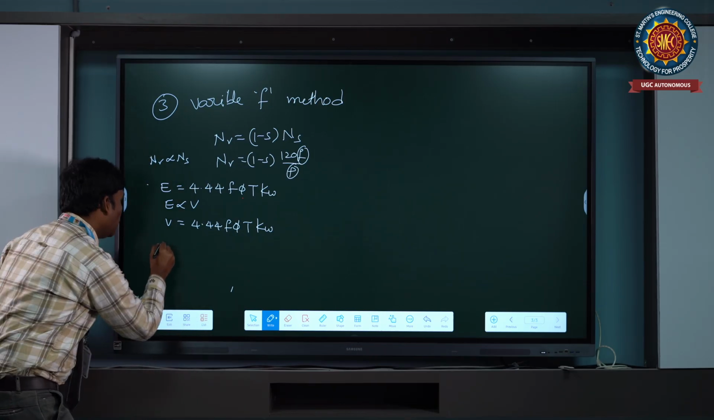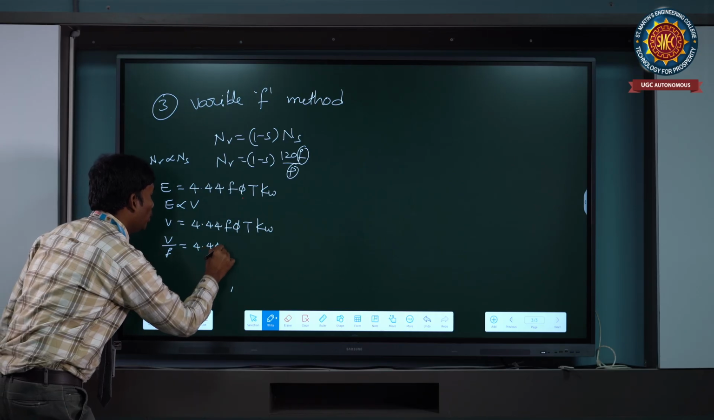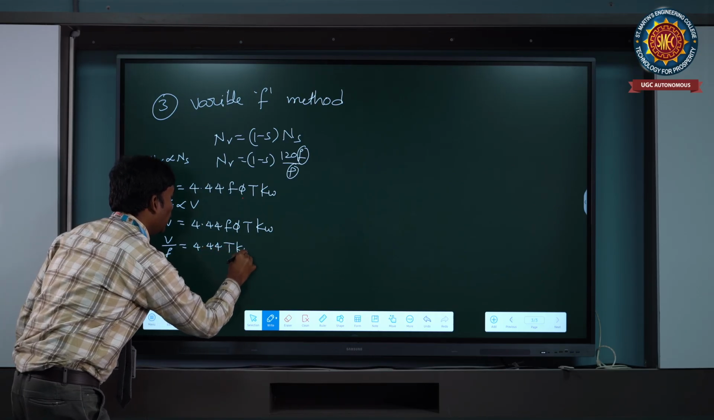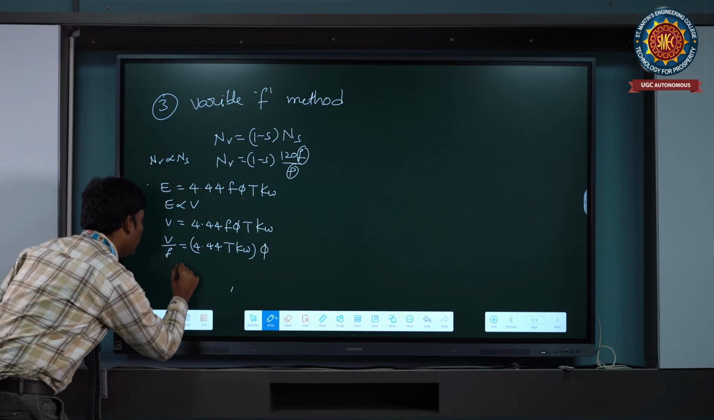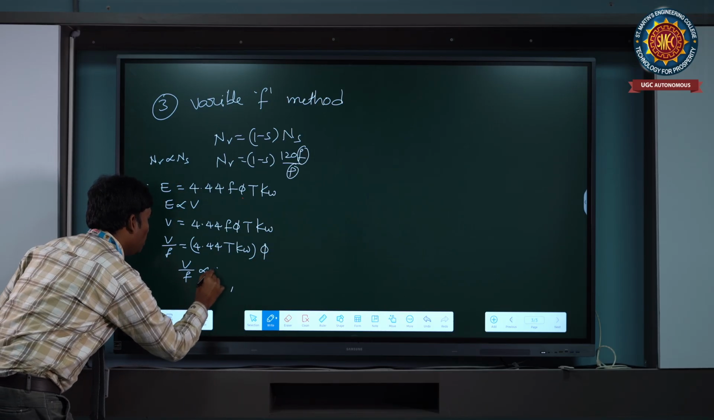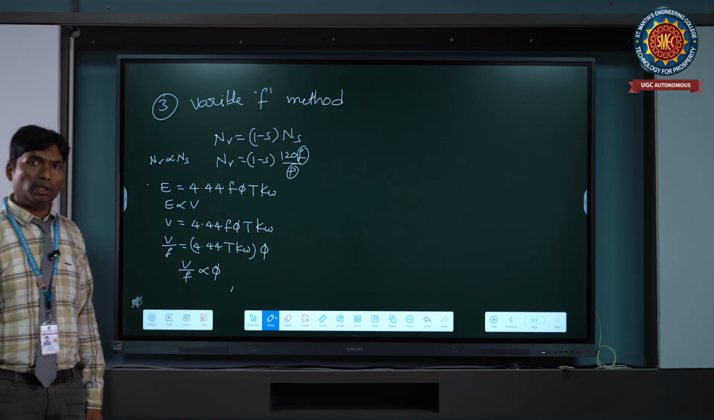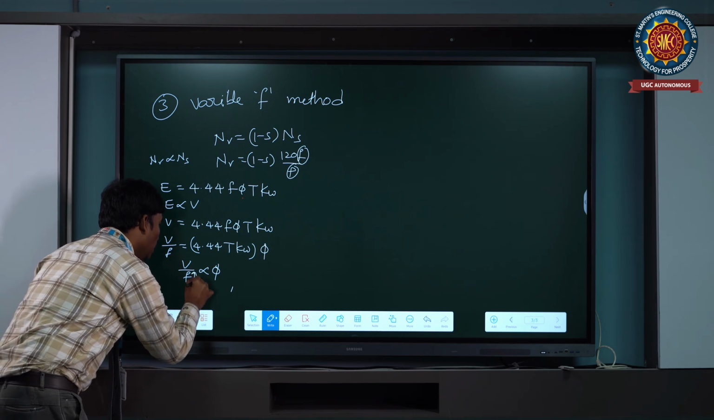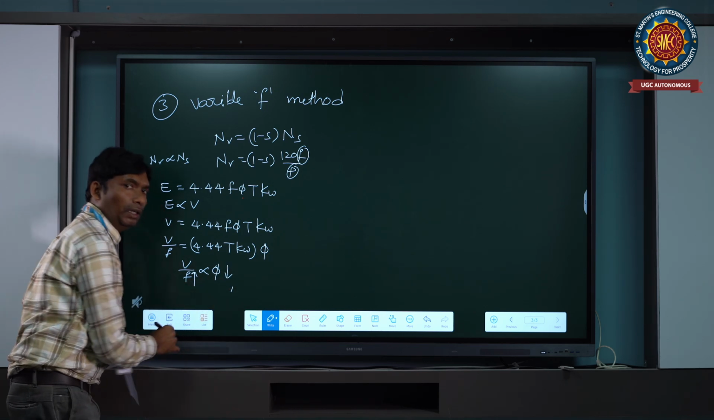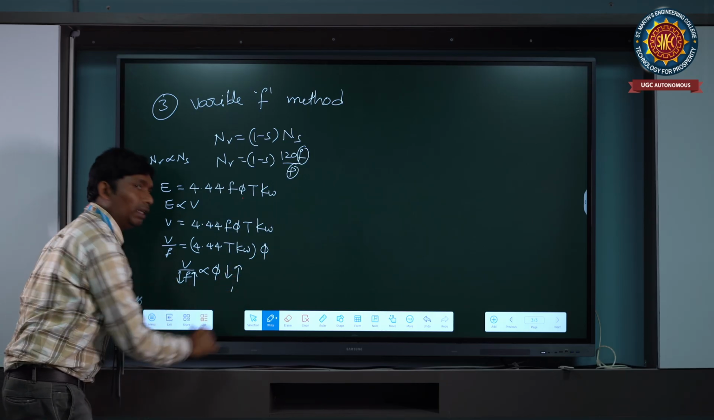From this equation, we can write V by F equals 4.44 T kw into phi. You can write directly that V by F is directly proportional to flux. If you increase the frequency, flux will decrease. If you decrease the frequency, flux will increase.